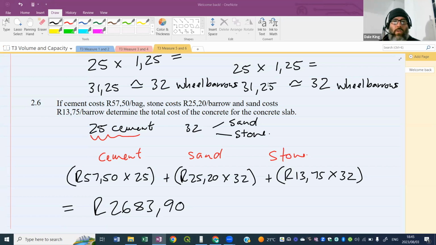Or you can also work out how much for all the cement, then work out how much for all the sand, then work out how much for all the stone, get three values, and then add those three up. I'm doing everything in one line, one shot. So I've done all the calculations in one line, but you can work each one out and then add your answers up. Absolutely fine. Nothing wrong with that. All right. Good. Looks like we're on the right track.